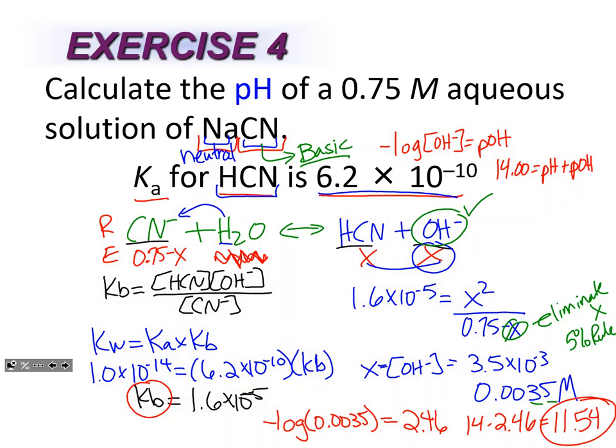So that sodium cyanide salt actually drove the pH up quite a bit, up to 11.54. So that's pretty significant. Pretty strong conjugate base there, but the hydrocyanic is a very weak acid with a Ka of 10 to the minus 10.